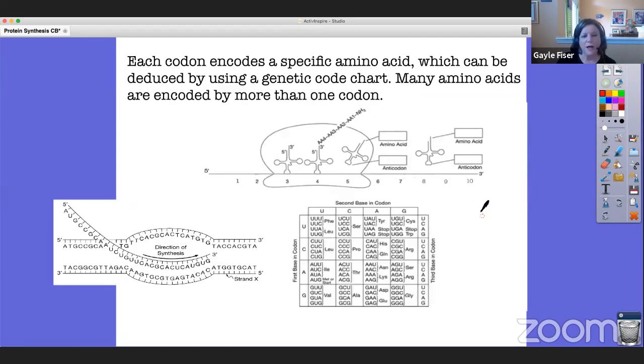All right, each codon encodes a specific amino acid, which can be deduced by using a genetic code chart. Many amino acids are encoded by more than one codon, and we'll talk about that a little bit later. All right, so let's start from the beginning. So here's our messenger RNA. And we can break this down into codons now, okay?